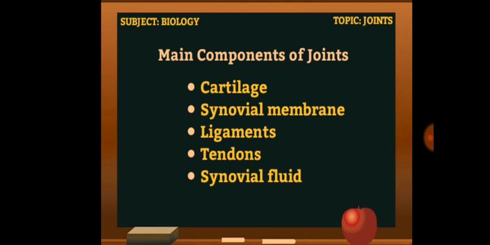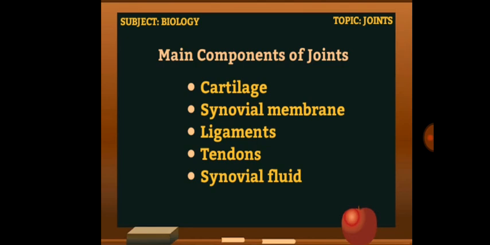Ligaments. Ligaments are strong, elastic bands of connective tissue that surround the joint to give support and limit the joint movement. Ligaments connect bones together. Tendons. Tendons are another type of tough connective tissue on each side of a joint attached to muscles that control movement of the joint. Tendons connect muscles to bones.